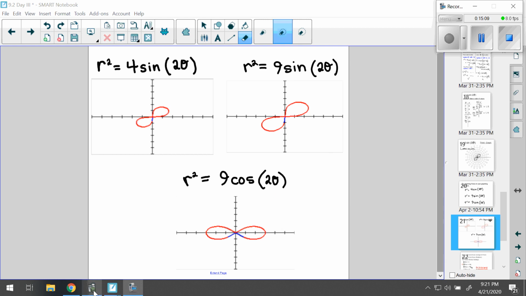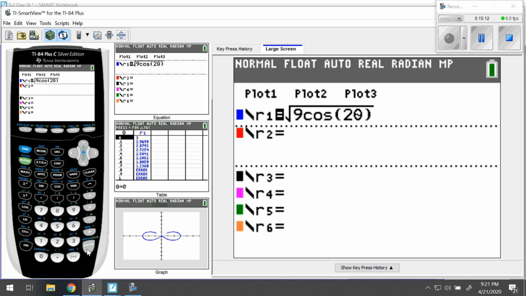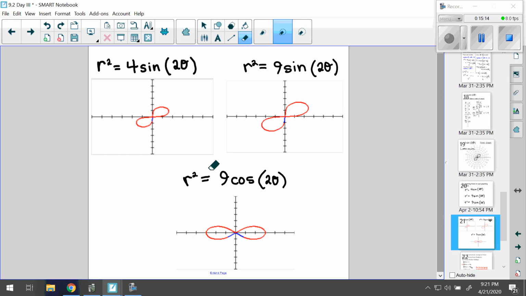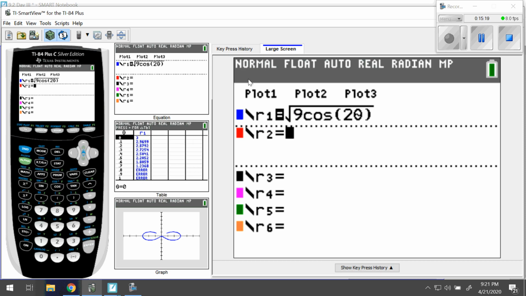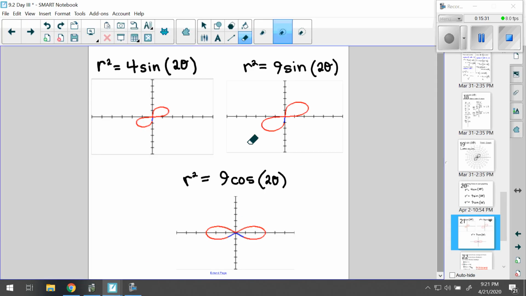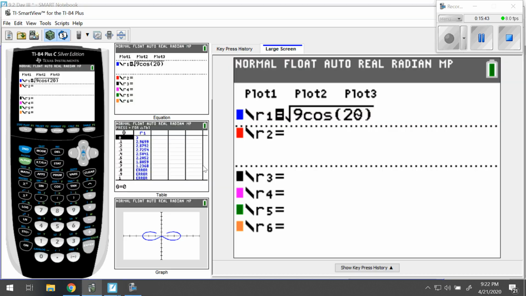If I simply type in the square root of, I think I have the third one in on my calculator here, so this one down here, the square root of 9 cosine 2 theta, and I graph this, you'll notice in this little window down here, do you see how there's this little gap, and it's not graphing the entire thing? The reason why is this equation here doesn't fully represent the equation that we have right here. It's very similar, but it's not exactly the same. So when we square root an equation, don't we have to do plus or minus? And that's what we're going to have to tell our calculator.